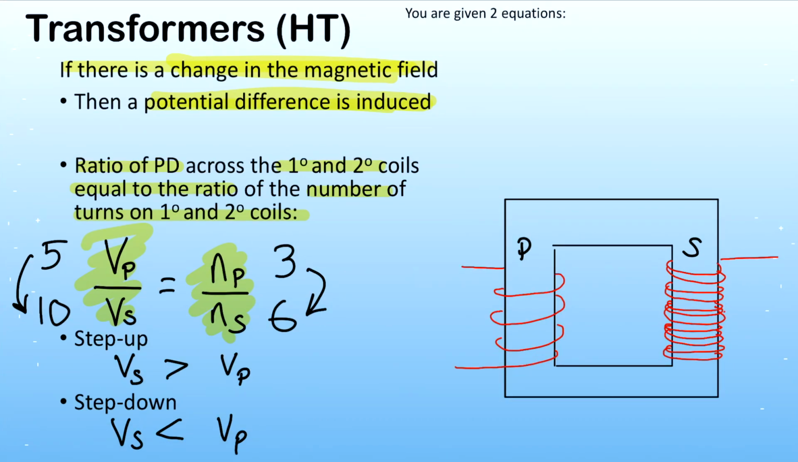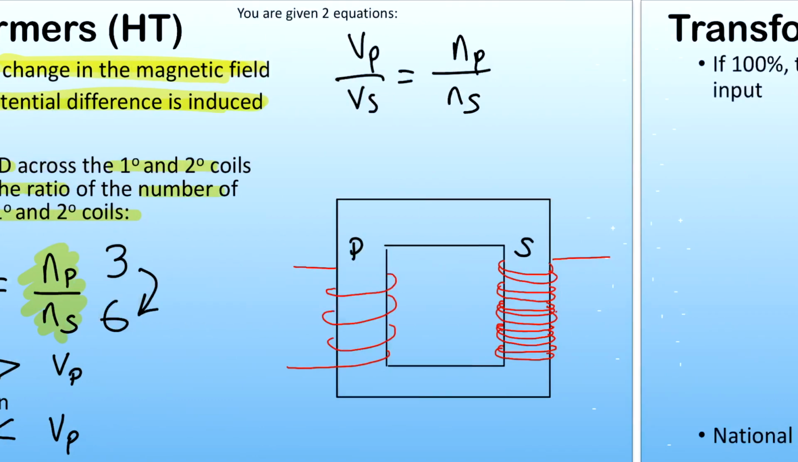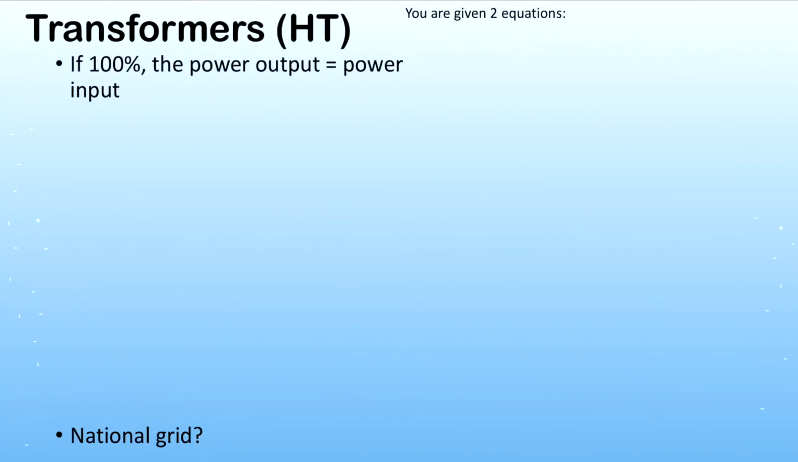So the 2 equations we're given. First is VP over VS equals NP over NS. So the ratio of voltage is the same as the ratio of the number of turns. And the second one is going to be relating to power. So this is based on the idea, which is not true, that if the efficiency of this transformer is 100%, the power output is going to be equal to the power input. So let's write that in a different way. PS, so the power for the secondary, is going to be exactly the same as the power for the primary coil.